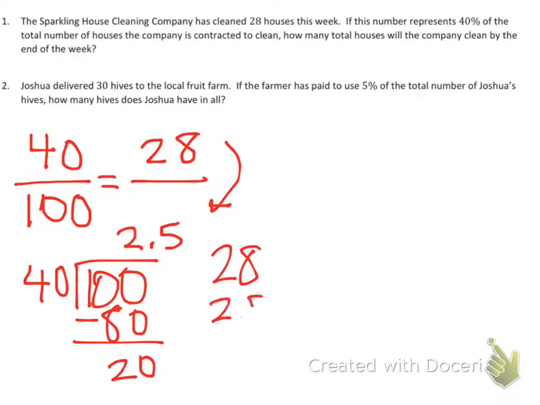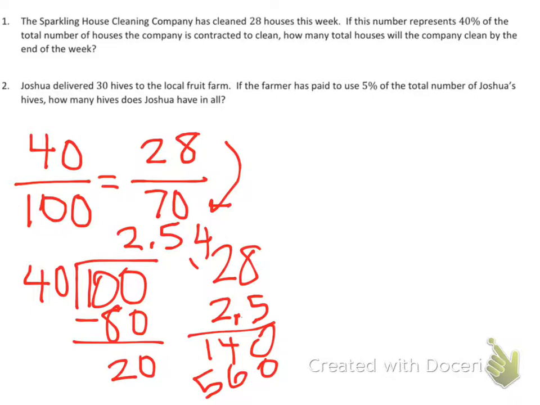28 times 2.5 is, that's a 40, carry the 4. 10 and 4 is 14. Placeholder, 16, carry the 1, that's a 5. So altogether we get 700. No, not 700, because there's a decimal. Come on, folks. There's a decimal, so it's 70. There we go. 70. So the total number of houses that they are contracted to clean is 70 houses. 28 out of 70 is the same as 40%.